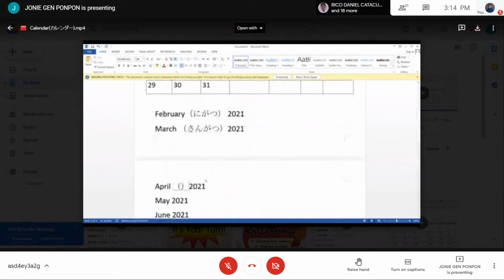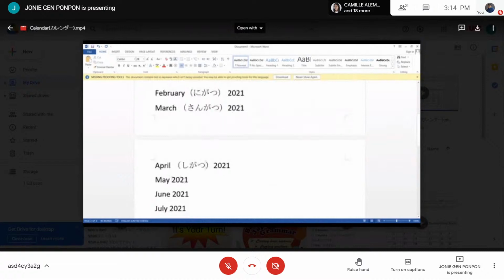April is an exemption. April is not yongatsu, but shigatsu. So this is one of the exemptions for the calendar. If you're talking about April, it is shigatsu. For May, that is gogatsu. June is rokugatsu.